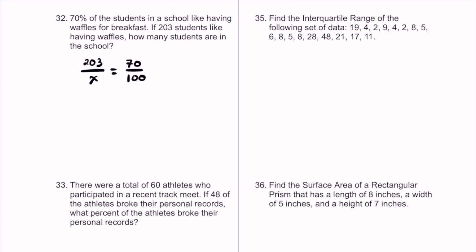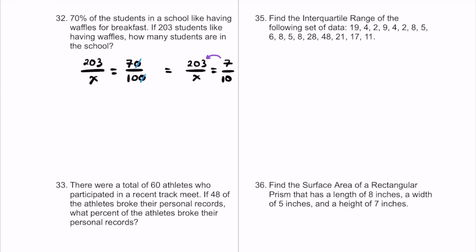Okay, so 203, not everyone likes waffles, they're part of everybody, so that's on top, and 70 over 100 is 70%. We can go ahead and divide 70 over 100 by 10 and 10, so if we simplify this, this is going to be 203 over X, over the total students, is equal to 7 over 10. Okay, let's see if we can figure out 7 multiplied by what number is going to be 203.